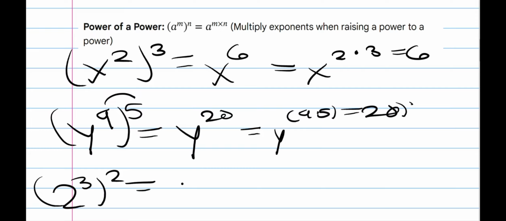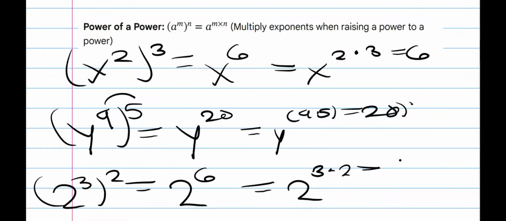And here we're given 2 cubed and another outer exponent of 2. And that would be 6, because 3 times 2 would give us 6. And that's how you get 2 to the power of 6.